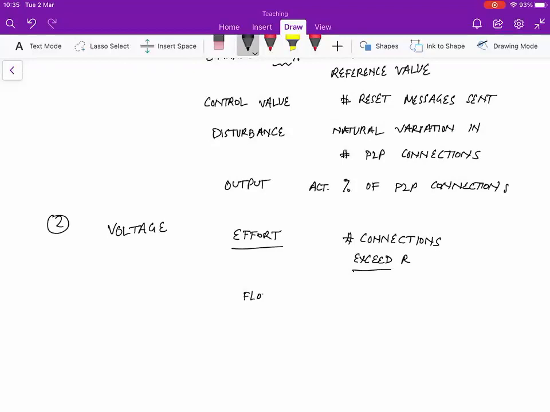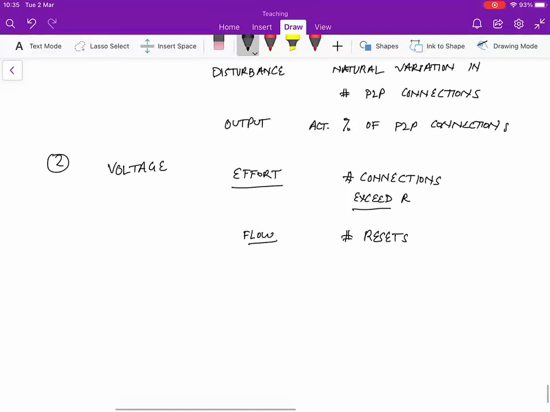And then the flow as a result of this is the number of resets, or the rate of resets, depending on how you frame it. Typically, you can say number of resets per control period, or the rate of resets. That's the way I would model it as effort and flow. But I would be happy to hear what other people came up with.